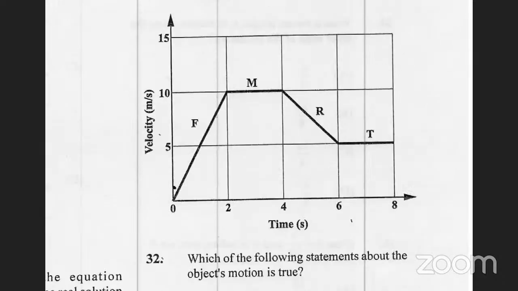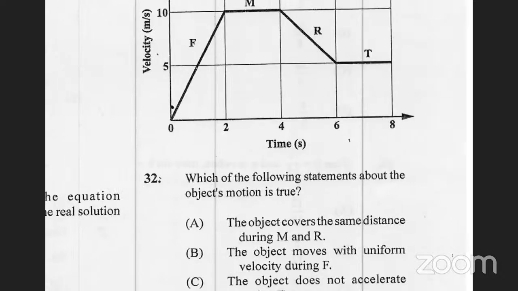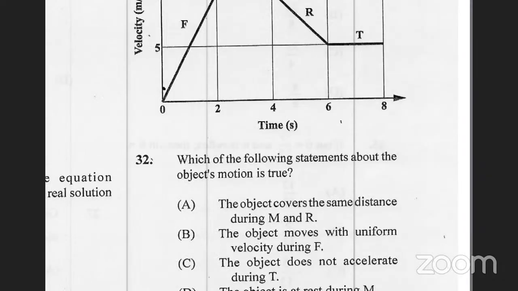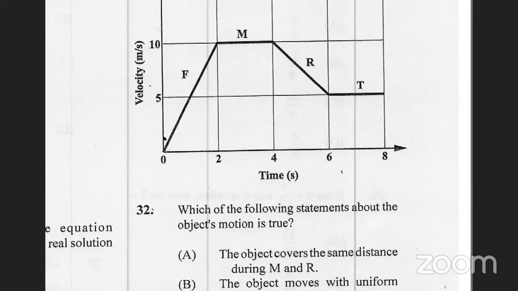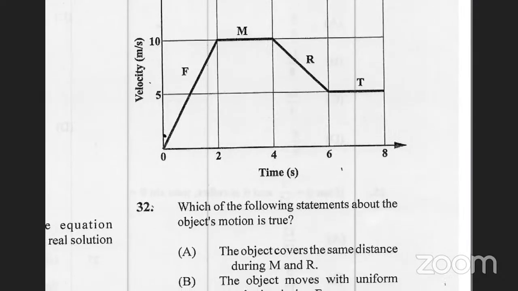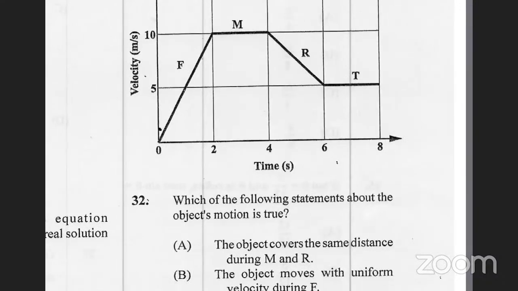So they give you a velocity time graph here, right? Which of the following statements about the object's motion is true? We'll have to go through each one here. The object covers the same distance during m as during r. We will have to find the area under the graph and see, right?